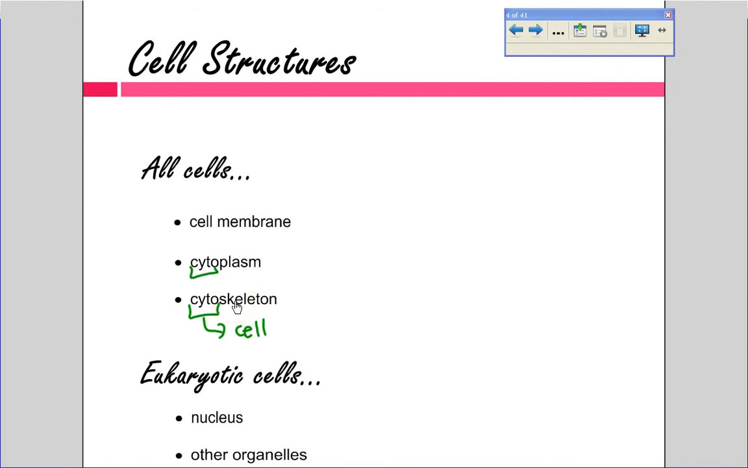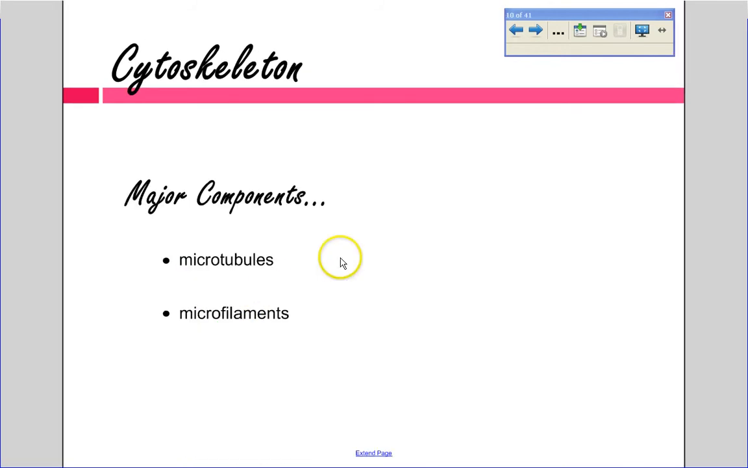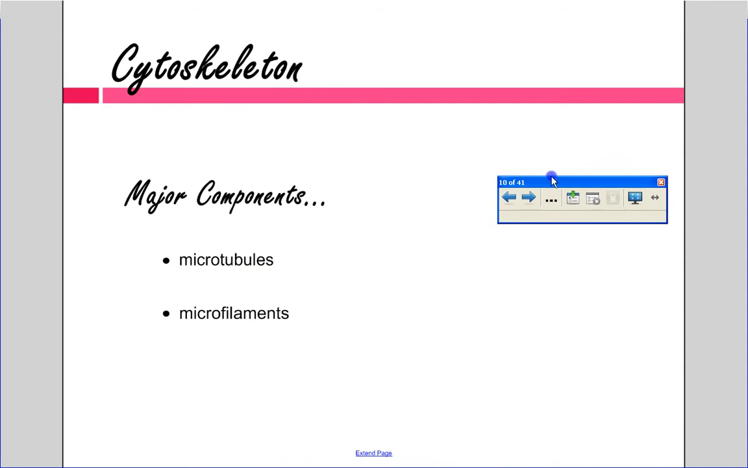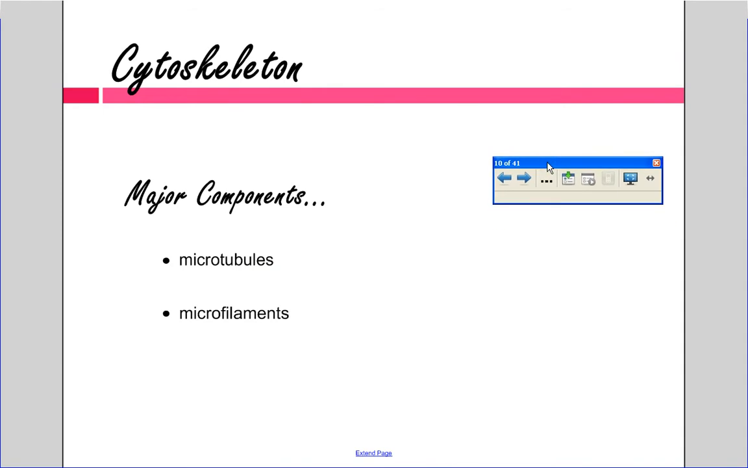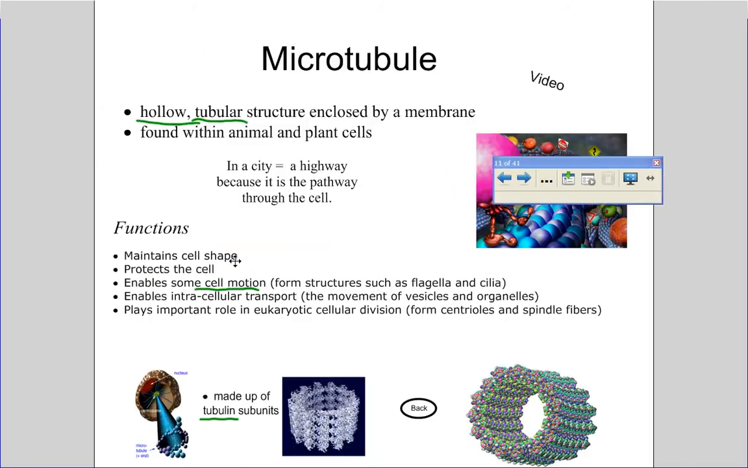Cytoskeleton, like we said in the last video, cyto means cell, and so this is talking about the skeleton within the cell. So it helps to provide support. Major components for the cytoskeleton are microtubules, microfilaments, and also intermediate filaments, but we don't talk about them a whole lot. The intermediate filaments are kind of in between these two. So we'll take a look at microtubules first.